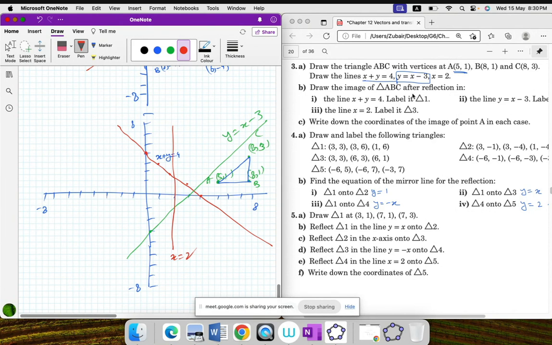Now it says draw the image of triangle ABC after reflection in this line and label it 1. So I'm reflecting it in x plus y is equal to 4, the one we first drew. It would be obviously much better on graph paper. So I can just count this and draw a dot on the opposite side, or I may use a scale and compass and draw a dot on the opposite side. So the reflection would look like this.